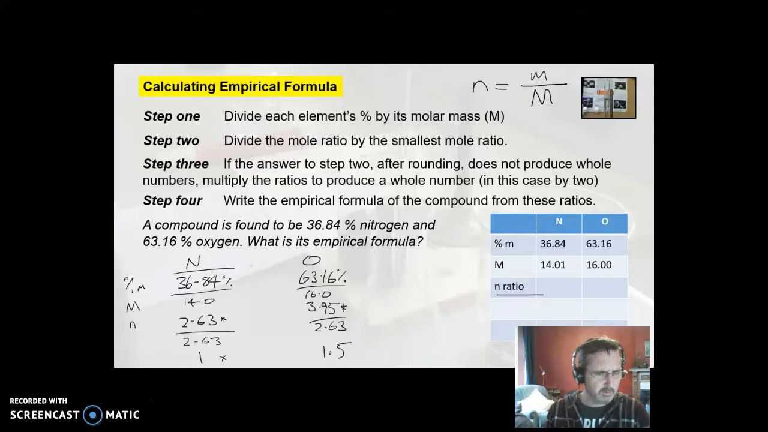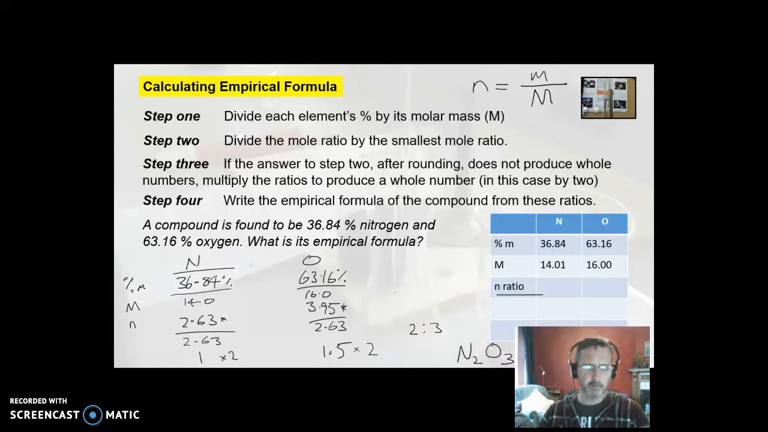So what I do is I multiply both of these by 2, and I get a whole number ratio of 2 to 3. I could have put all this into my table, but I'm not going to bother doing that at the moment. The ratio of 2 to 3, 2 nitrogens to 3 oxygens, is then written as N2O3. And that's the empirical formula.